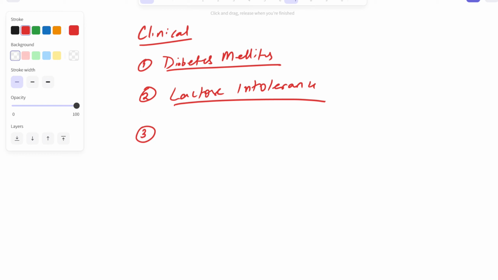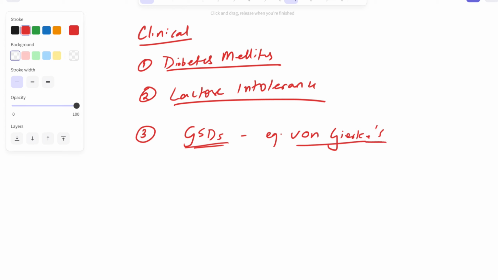Next is glycogen storage diseases or GSDs. They are genetic disorders where specific enzymes involved in glycogen synthesis or breakdown are deficient. An example is von Gierke's disease. It is a deficiency of glucose 6-phosphatase enzyme and it leads to severe hypoglycemia and a host of other problems.